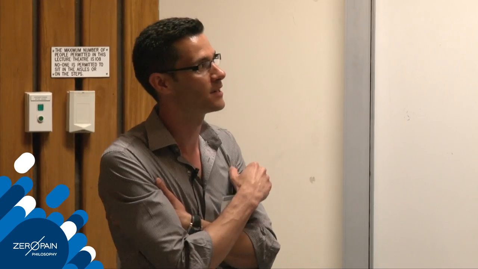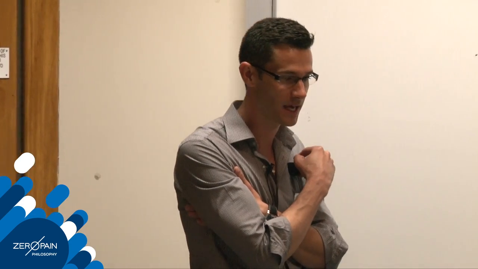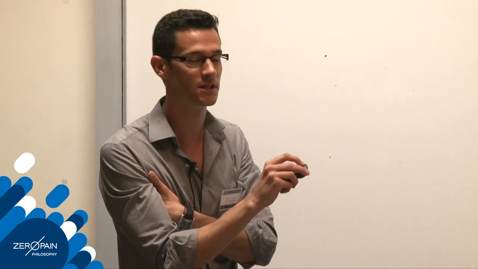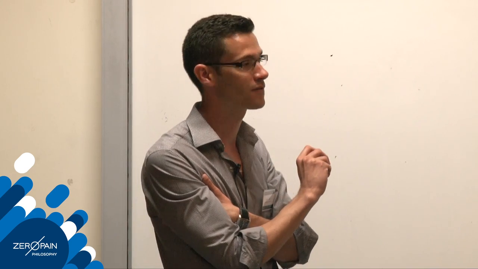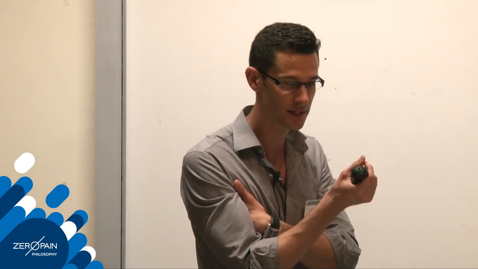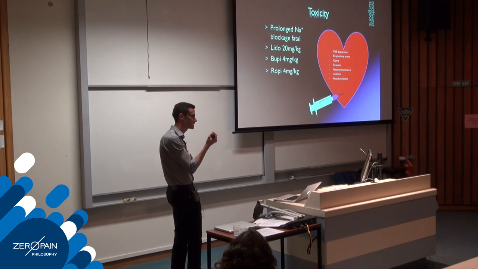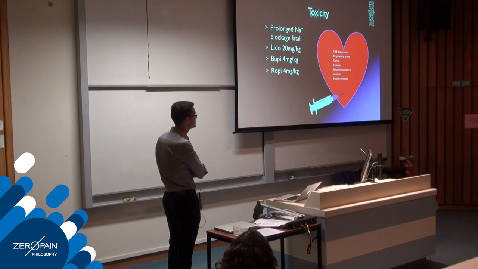With lidocaine, you have to go really high to cause any degree of toxicity. But bupivacaine and ropivacaine are both quite cardiotoxic, so we would never use either of them intravenously because they bind to the sodium channels and they hang on. They don't let go very easily, which is why they're cardiotoxic, because they bind to those cardiac sodium channels.